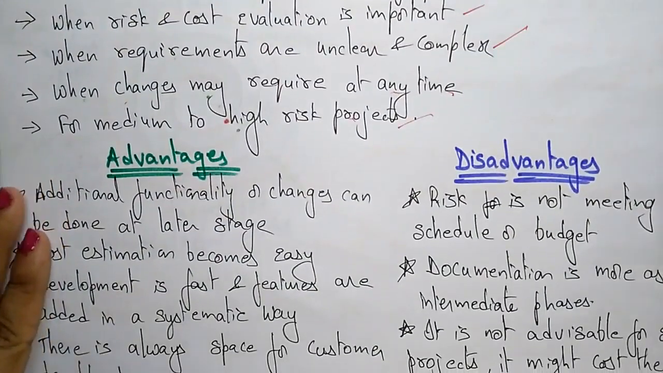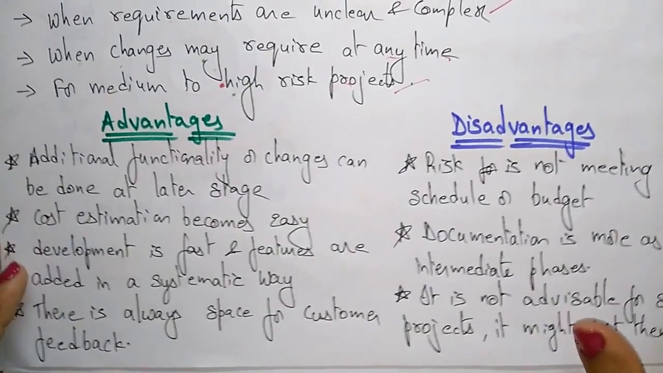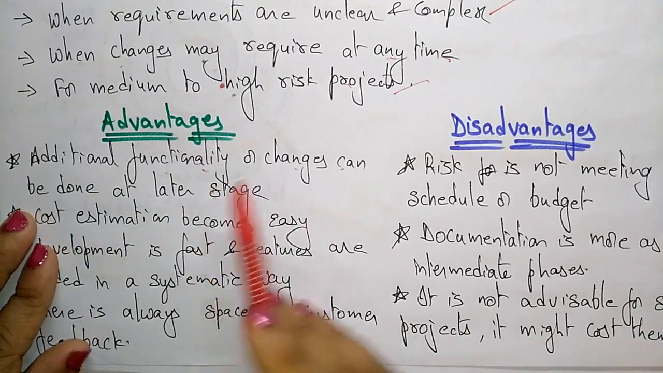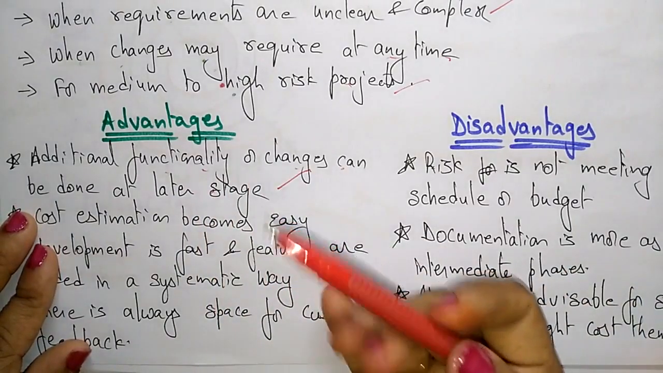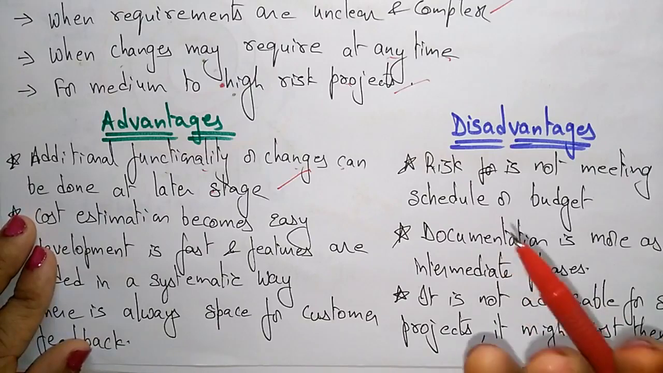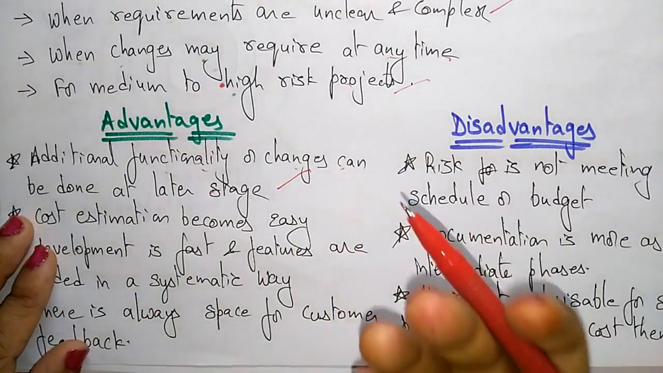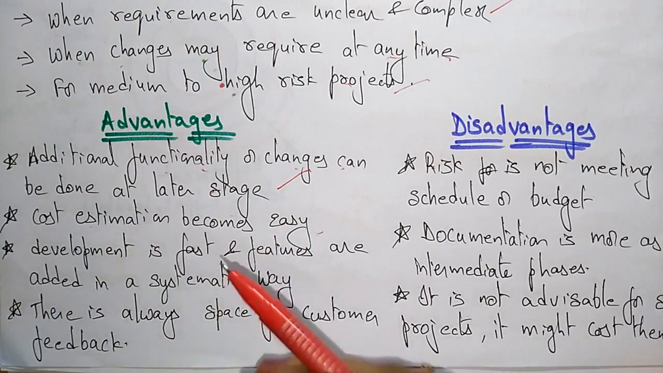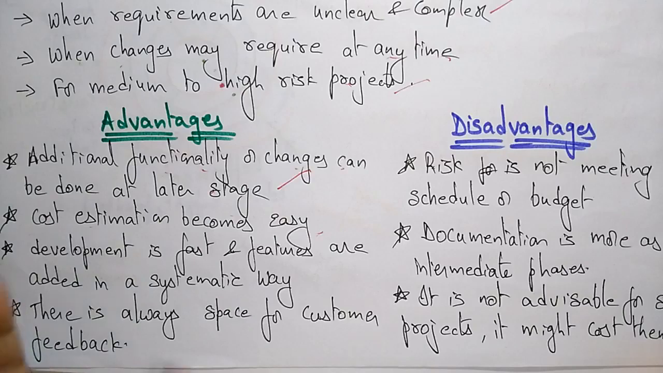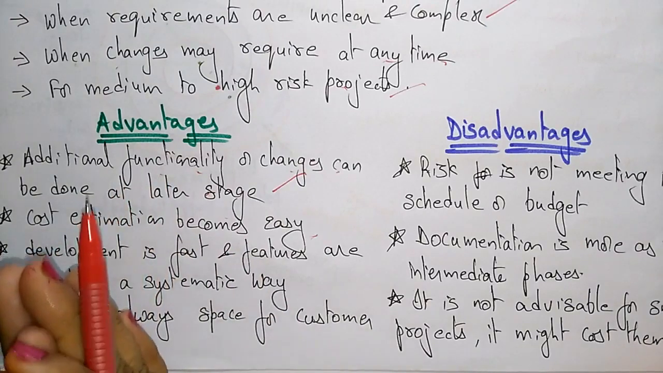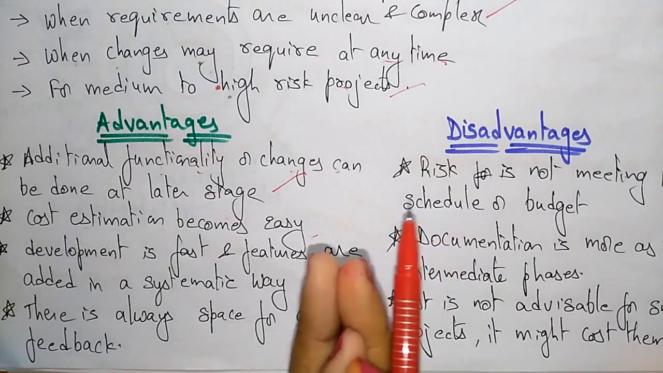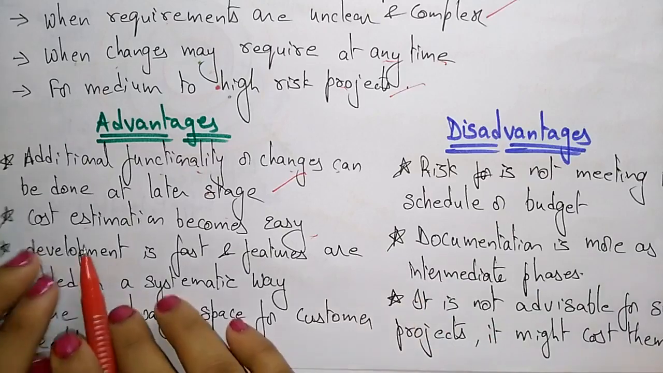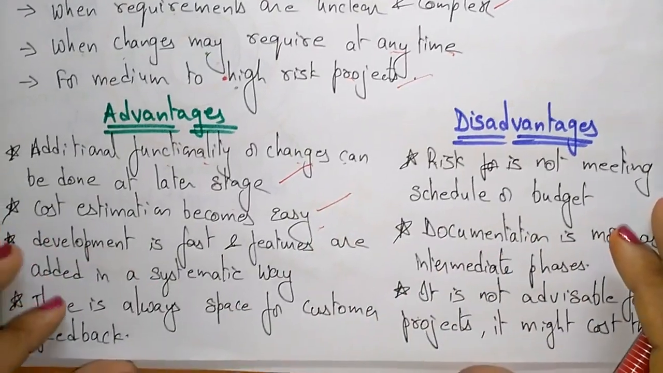Now coming to the advantages and disadvantages of using the spiral model. Let's see the advantages. Additional functionality or changes can be done at later stages. Whatever functionalities and changes you require in the project, you can make at a later stage also. Cost estimation becomes easy. In each stage you can maintain the cost estimation: the concept development cost, system development cost, system enhancement cost, system maintenance cost. So cost estimation becomes easy in the spiral model.